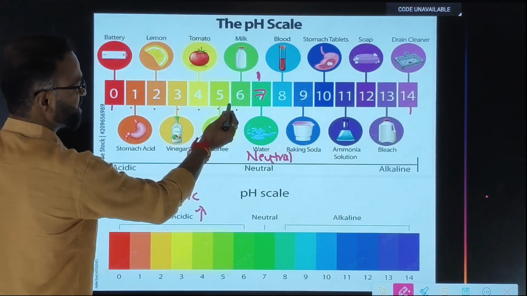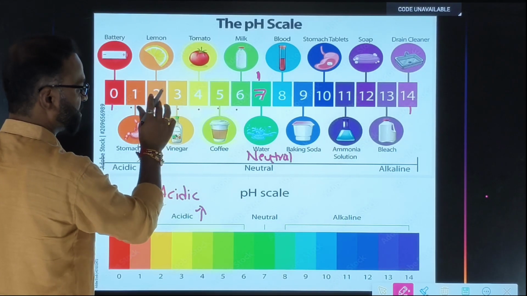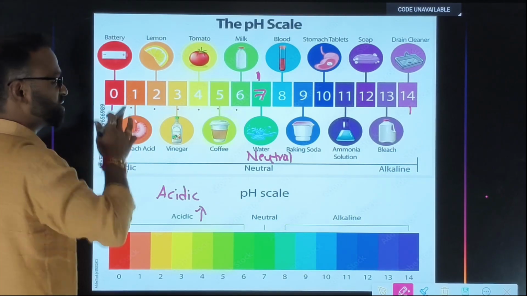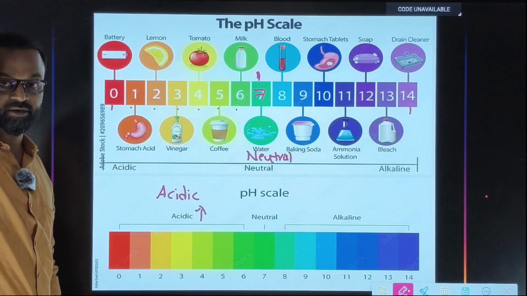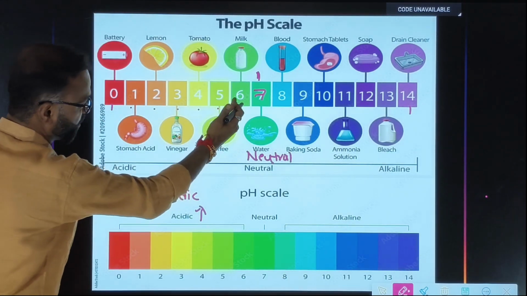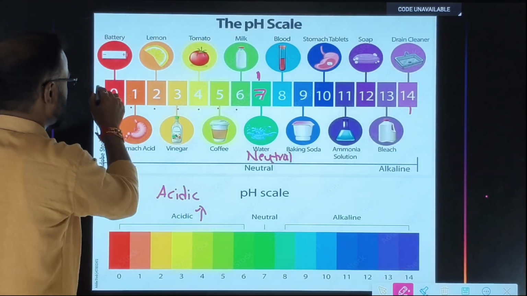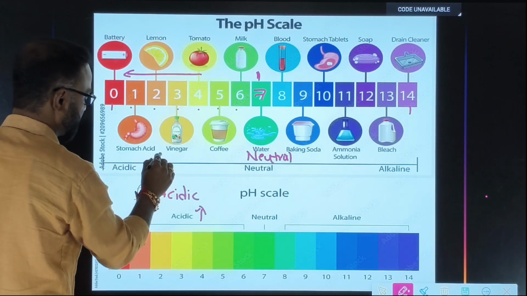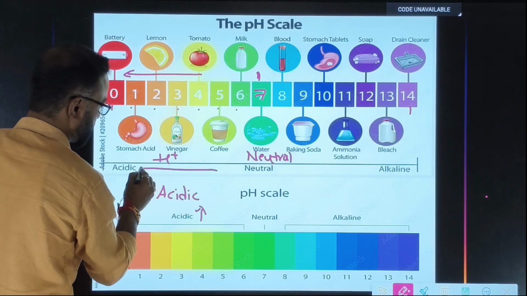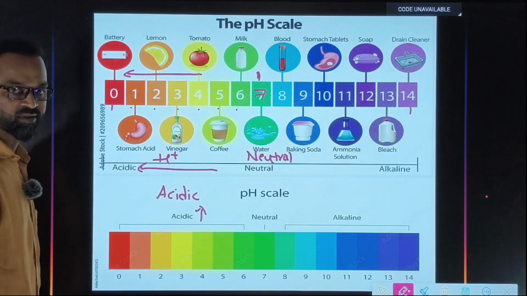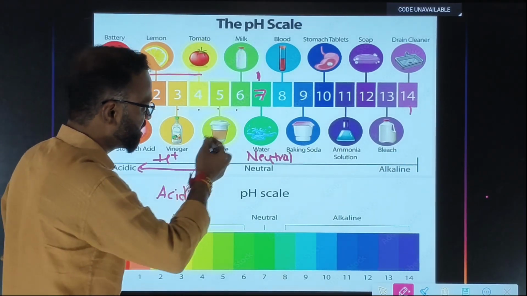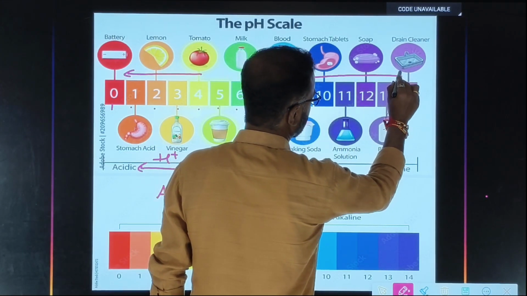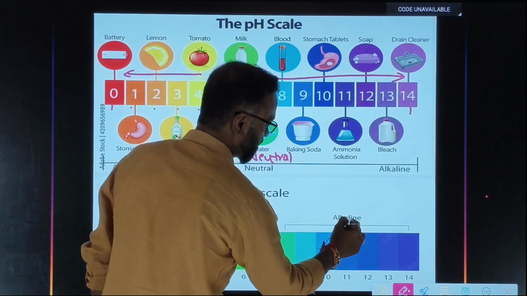That means 6 and 5 are weak acid, 4 and 3 are mild acid, 2 is strong acid, 1 is stronger acid, 0 is the strongest acid. Understand what I'm trying to tell? When you go below 7, the acidic nature will always increase. That means H plus ions will also increase when we go anything below 7. Clear? Now, anything above 7, since 7 is neutral: 8, 9, 10, 11, 12, 13, 14. That means alkaline.